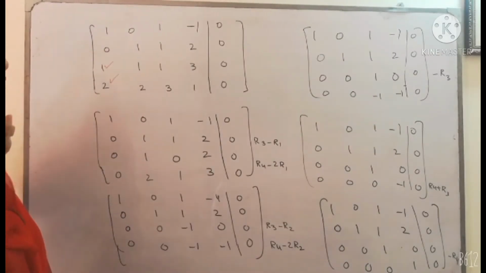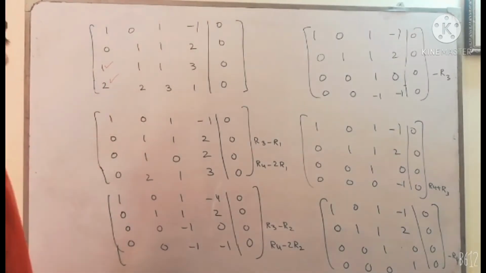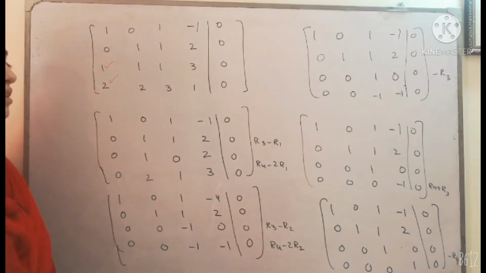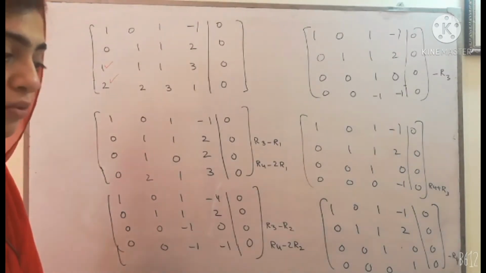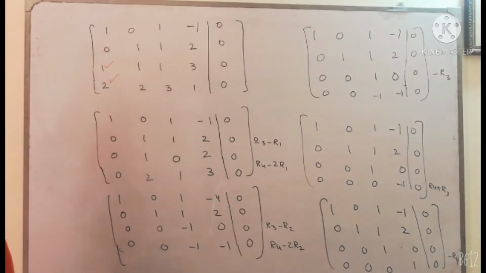First of all, I'll have to decide whether I'm going to use the Gauss elimination method or the Gauss-Jordan method. So I am going to use the Gauss elimination method here. It is totally up to you. It's your choice what method you're going to use if the method is not mentioned in the question.